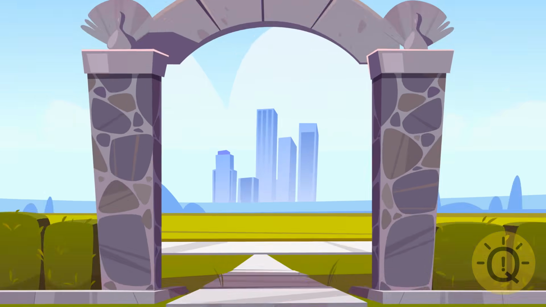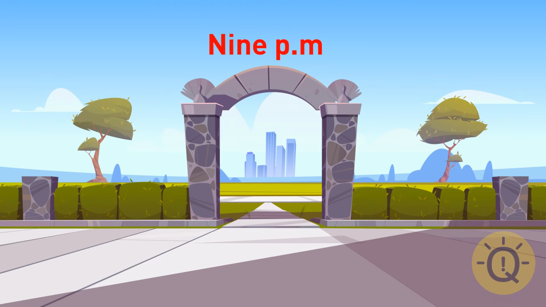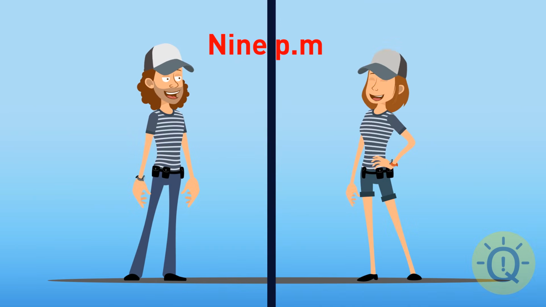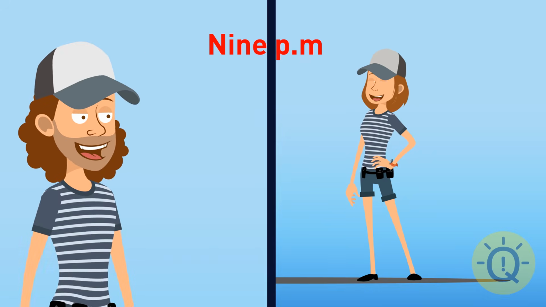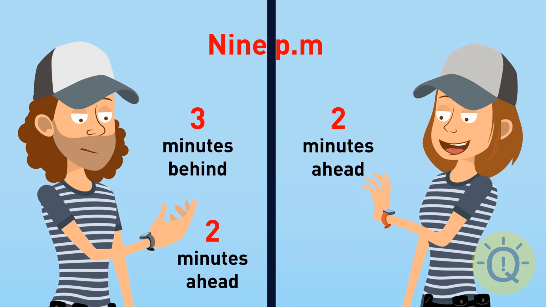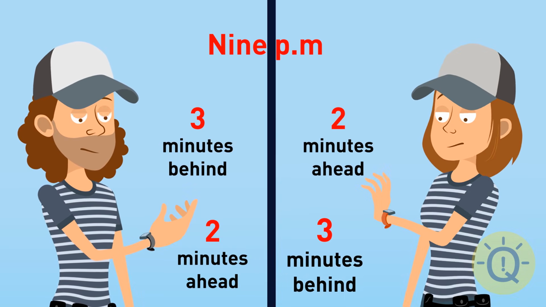Andrew and Emma agreed to meet for a date at the park entrance at 9 p.m., but there was a slight problem. Both Andrew's and Emma's watches were showing the wrong time. Andrew's watch was 3 minutes behind, but he thought it was 2 minutes ahead. Emma's watch, on the other hand, was 2 minutes ahead, but she thought it was 3 minutes behind.